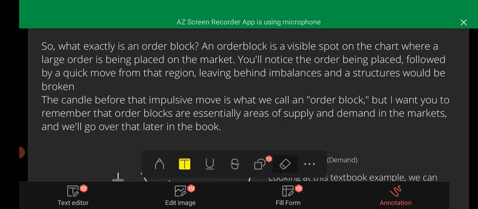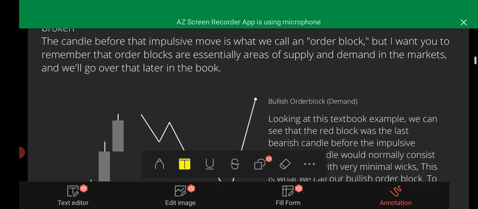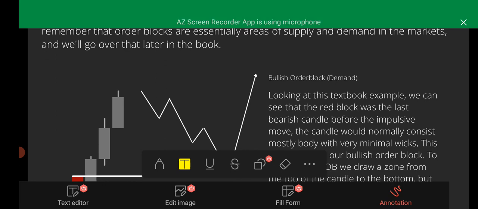I'll continue explaining order blocks to you. We have two types of order blocks, but in a simple way we can explain an order block as the last opposite candle before a certain movement. For example, if we see a very quick move to the upside in an uptrend, and we are moving to the upside, we have bullish candles.